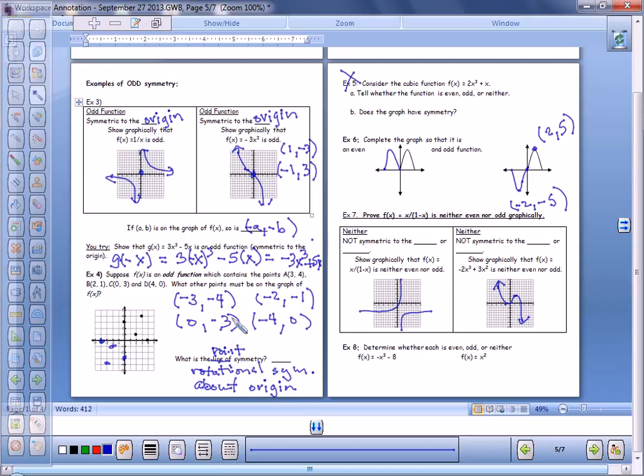All right, now, if a function has neither even nor odd, obviously it wouldn't be symmetric to the y-axis or to the origin.